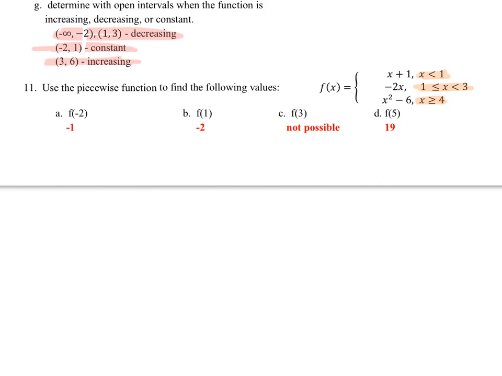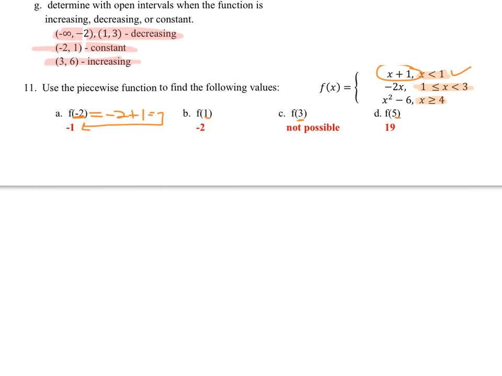So you're really just trying to figure out, well, where's the most appropriate place to substitute x? Our first one was -2. Notice -2 is less than 1, so we plug it in here. -2 plus 1, and that's how I got -1. Plugging in 1, plugging in 3, plugging in 5, and you would get the appropriate outputs accordingly.